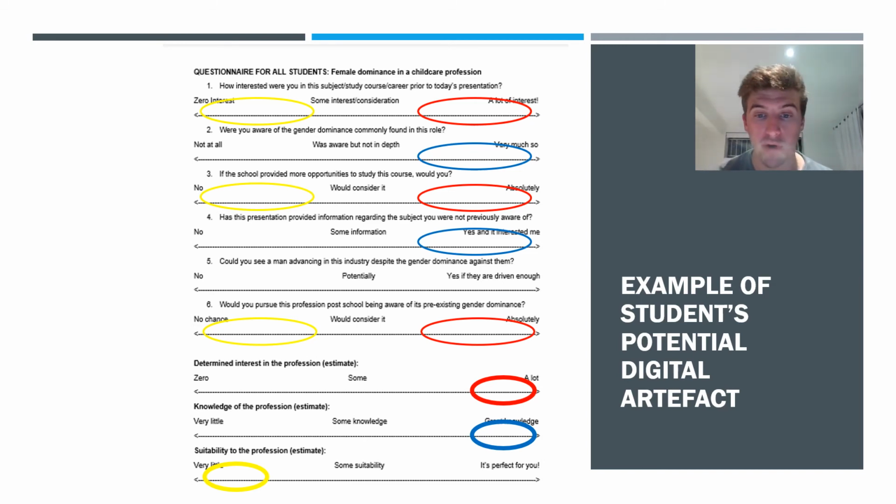Should a student answer the relevant questions 1, 3, and 6 within the large red circles, then their interest in the subject will likely be inside the small red circle, indicating a lot of interest. The same goes for questions 2 and 4. Should their answers lie within the large blue circles, then their knowledge of the profession is likely very strong and within the small blue circle. Finally, should they answer questions 1, 3, and 6 within the large yellow circles, then their suitability to the profession is most likely very little to none, as indicated by the small yellow circle.